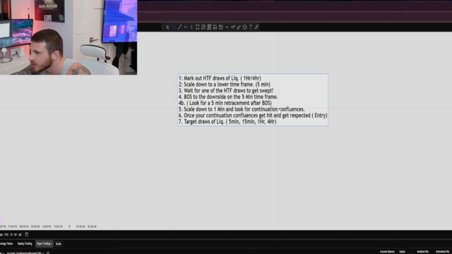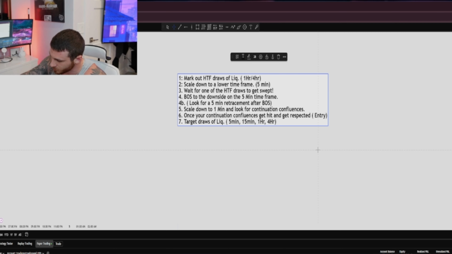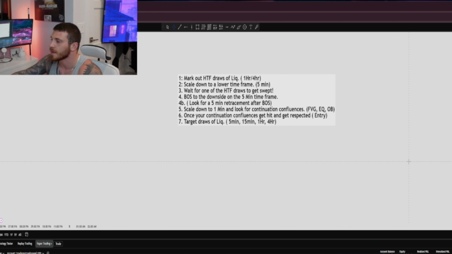Here, we could do this. Look for continuation confluences. Let's do this. Fair value gap, EQ's equilibrium, and we'll do order block, OB's order block, so you guys know, so you can screenshot that. Continuation confluences is fair value gap, equilibrium, order block.